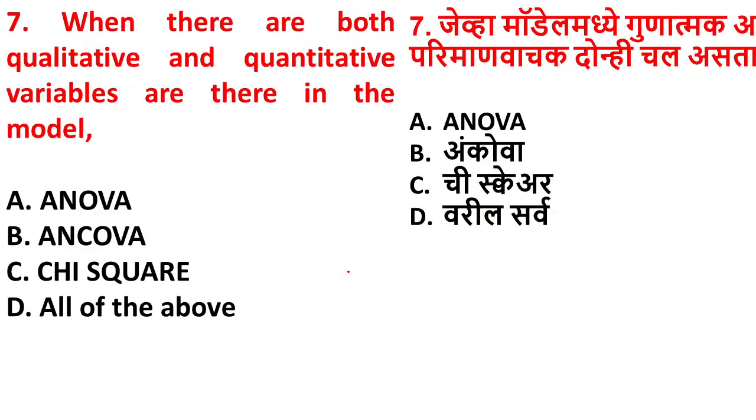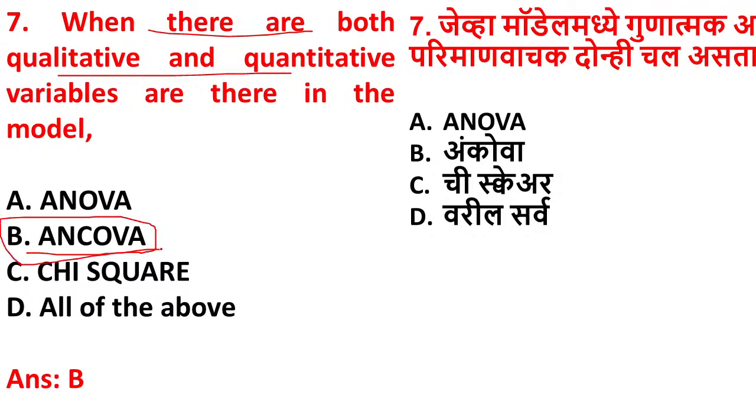So question number 7. When there are both qualitative and quantitative variables in the model, option A ANOVA, option B ANCOVA, option C chi-square, option D all of the above. When there are both qualitative and quantitative variables in the model, then it is known as ANCOVA. So option B, ANCOVA, is the right answer.